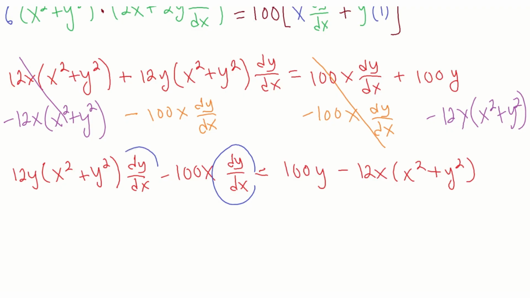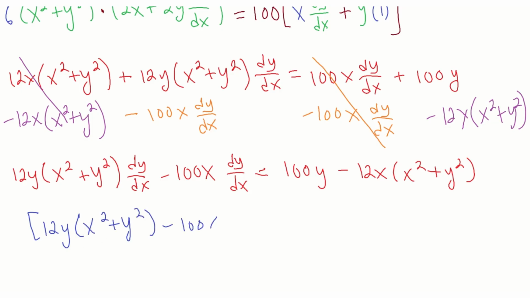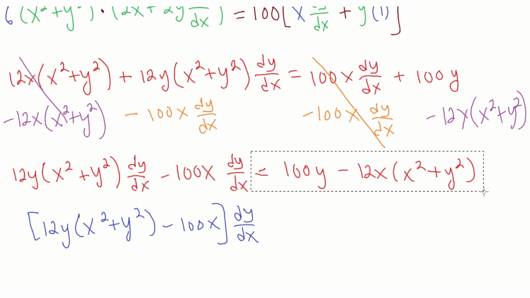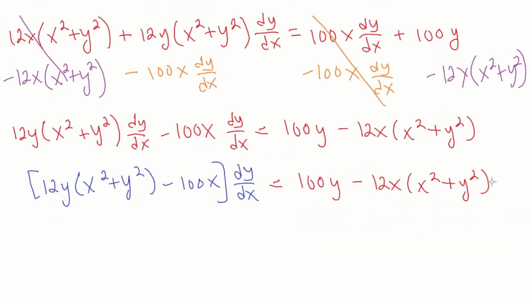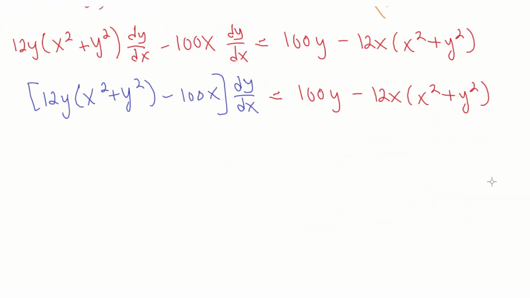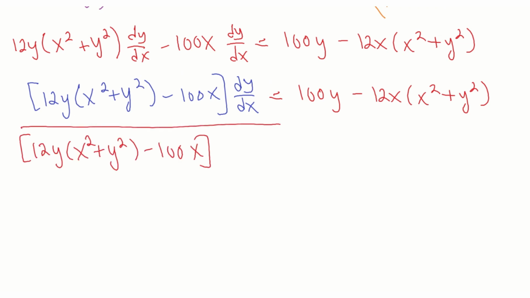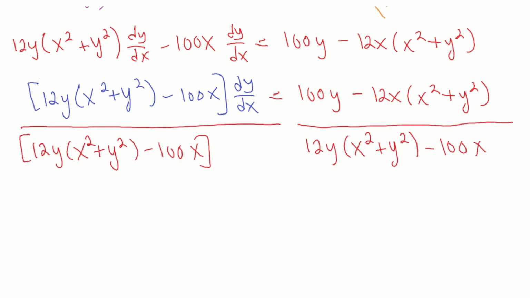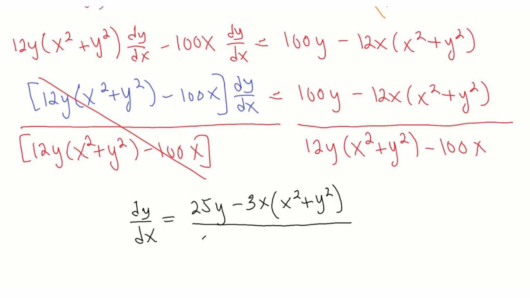Now, both terms on the left side have dy dx in them. So let's factor that out. Now let's divide both sides by that big bracketed term. And we can simplify a little bit more by taking a 4 out of each of these terms.